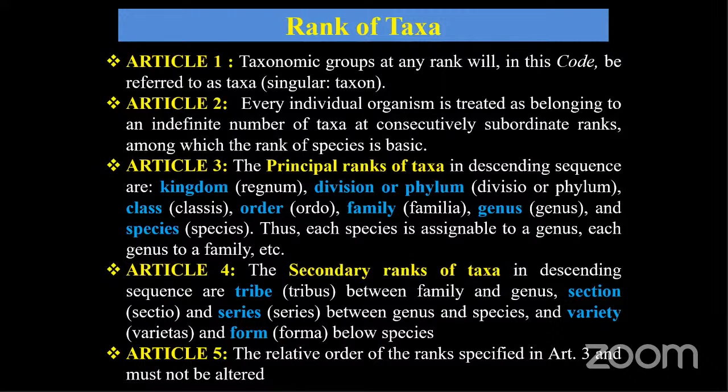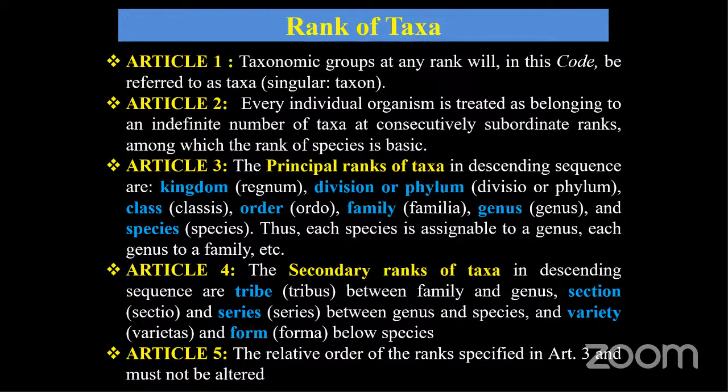Article 1 is coded for the taxonomic group: a taxonomic group at any rank will in this Code be referred to as a taxon, plural taxa. Article 2 states that every individual organism is treated as belonging to an indefinite number of taxa of consecutively subordinate rank, among which the rank of species is the basic one. There are a lot of categories decided, but the basic category is always the species.